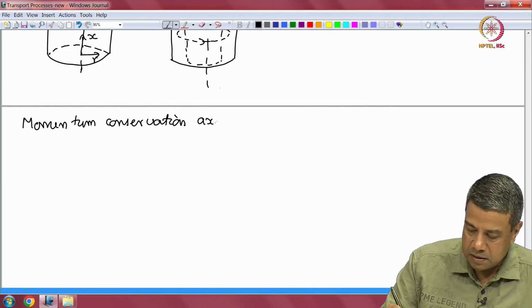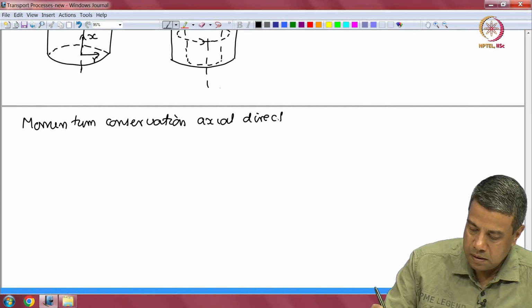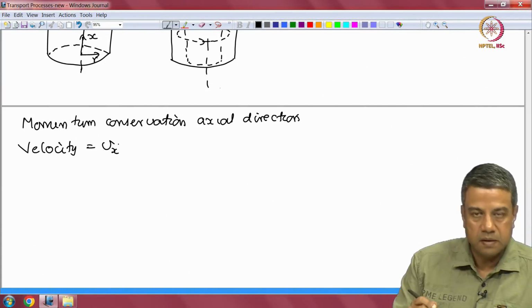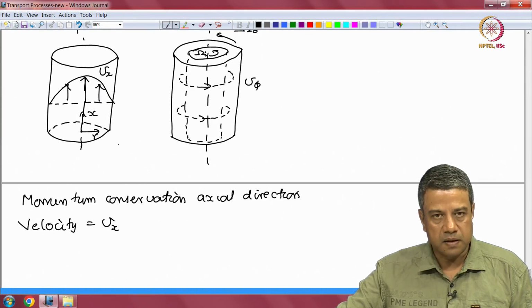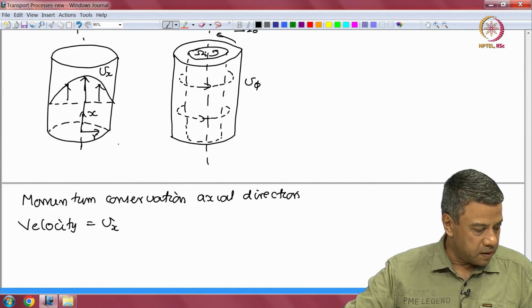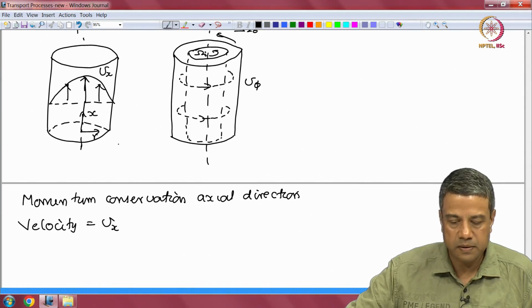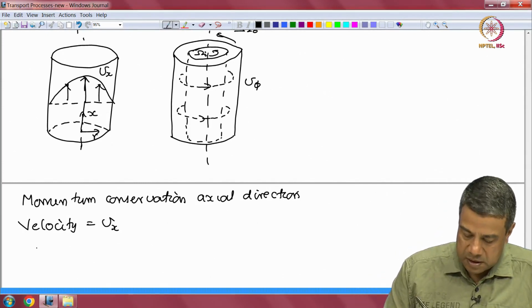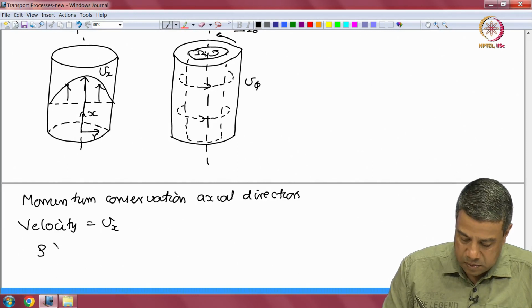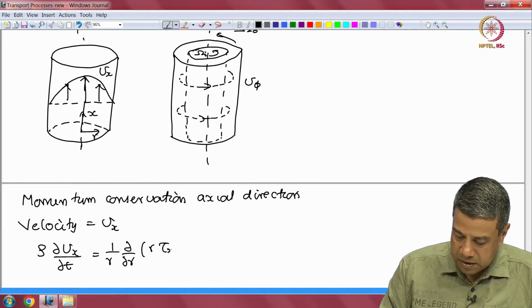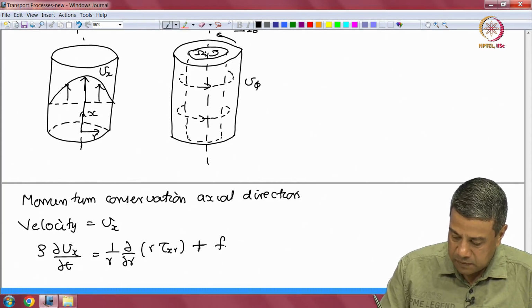In the axial direction, the velocity is equal to Vx. The momentum conservation equation for the x velocity, which varies in the r direction, turns out to be exactly the same as mass and energy. Rho partial Vx by partial t is equal to 1 by r partial by partial r of r tau x r plus any body force in the x direction.